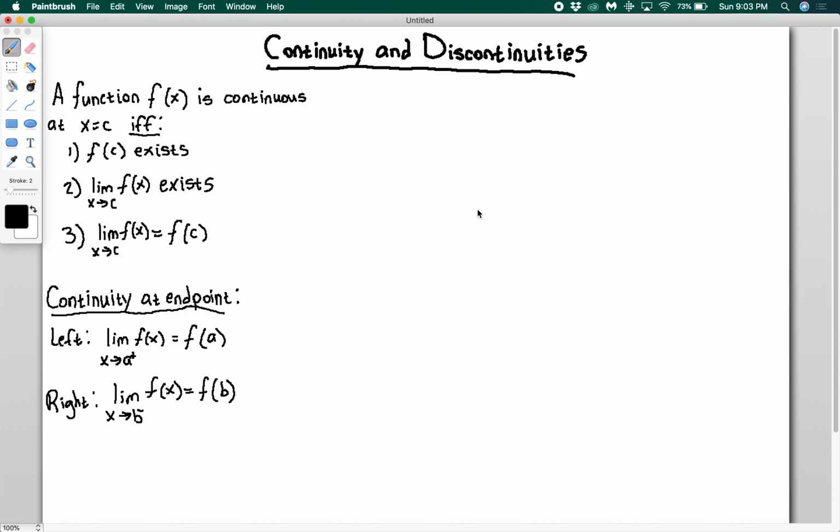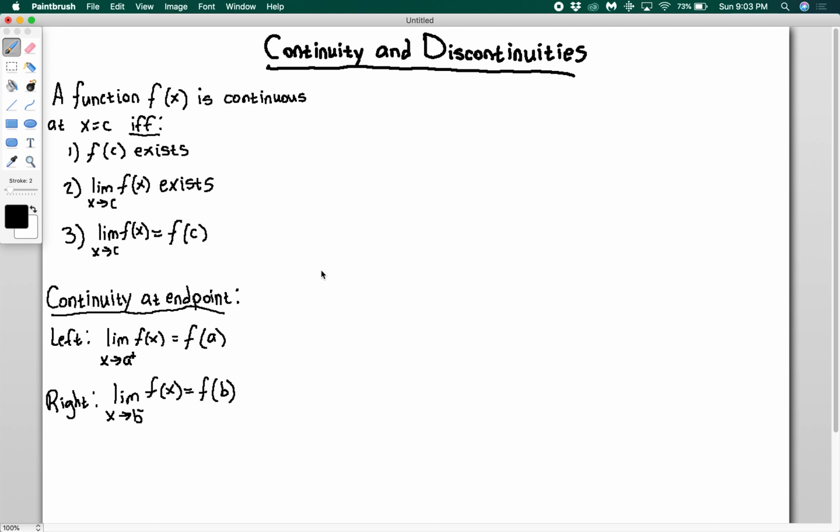So it's continuous only if the value of f of c exists, the limit as x goes to c of f of x exists, and third, those things are equal, that the limit as x goes to c of f of x is equal to f of c. Okay? If those three things are true, then your function is continuous and you're good.